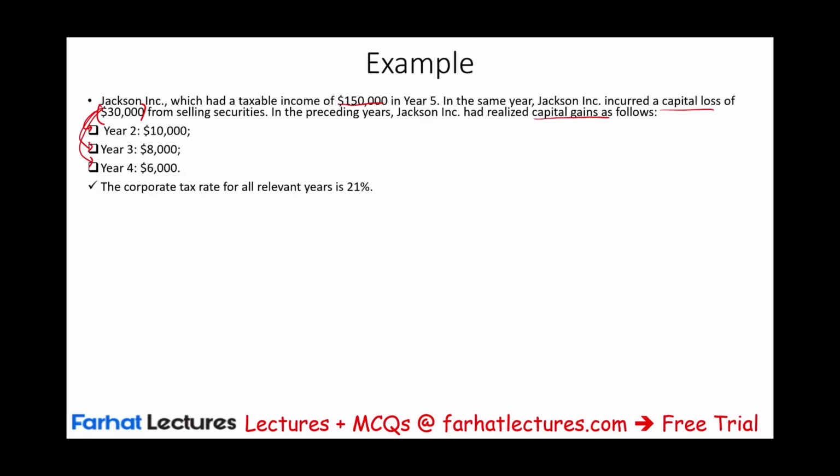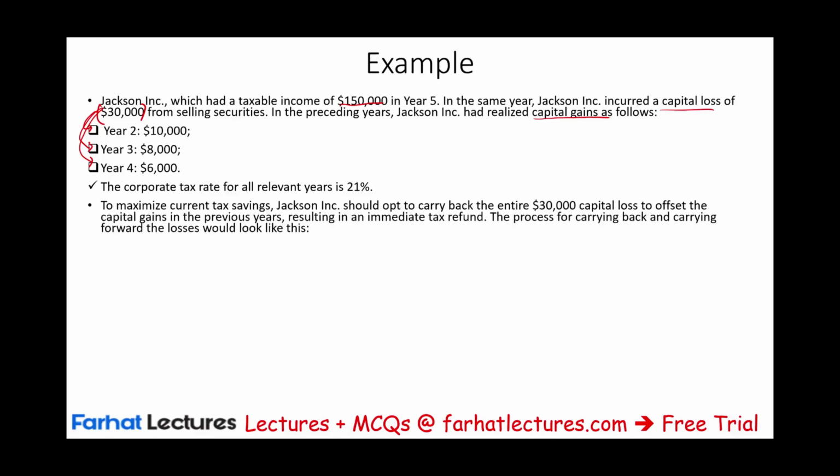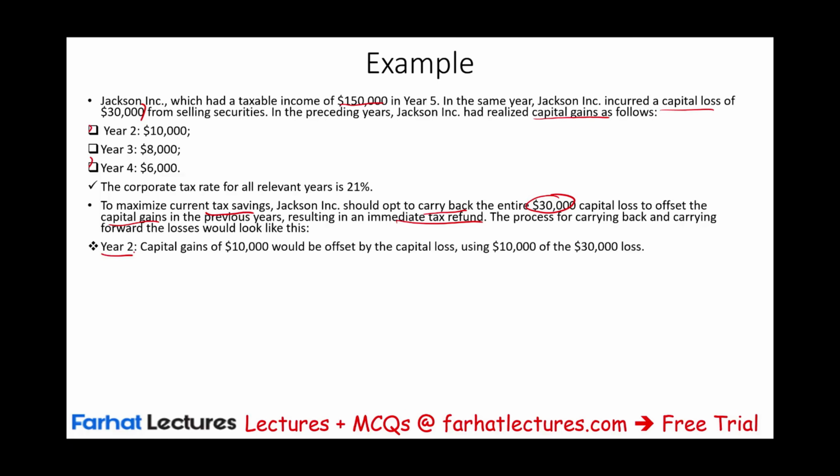To keep going with this example, the corporate tax rate for all relevant years is 21%. So to maximize the current tax saving, what should Jackson do? Opt to carry back the entire $30,000 to offset those capital gains in years 2, 3, and 4, starting with year 2, resulting in an immediate refund. So how does that work? We're going to go back to year 2 first.